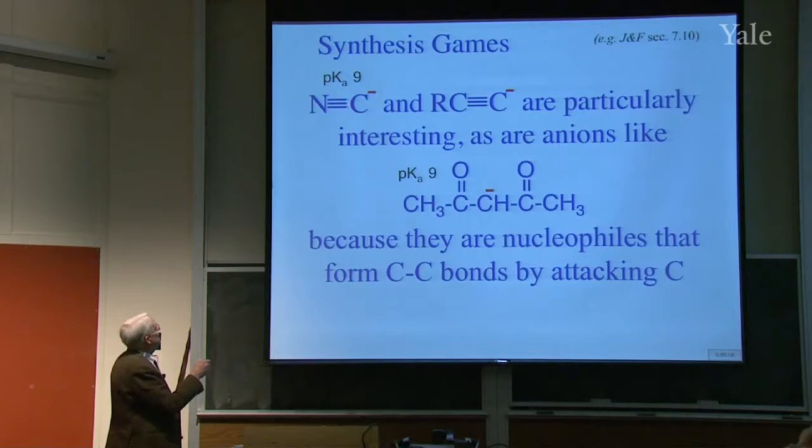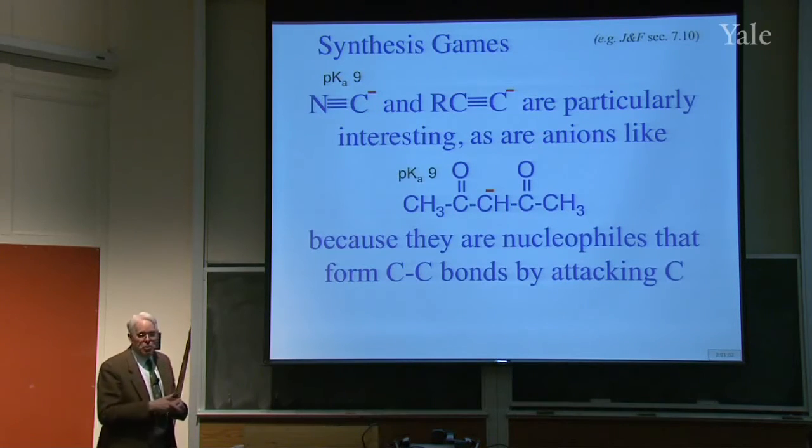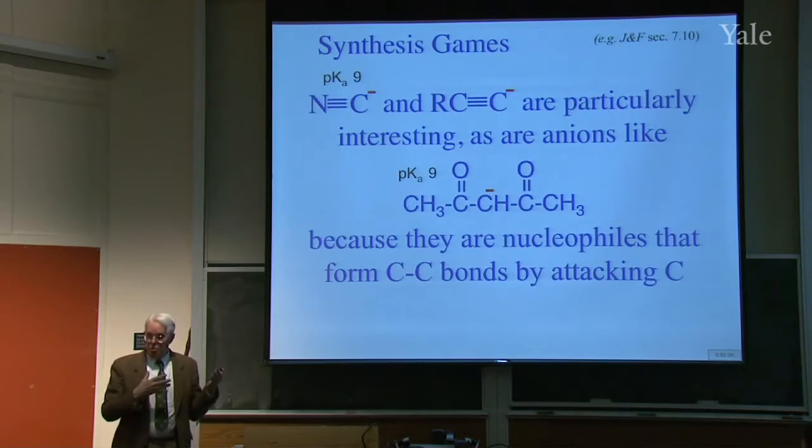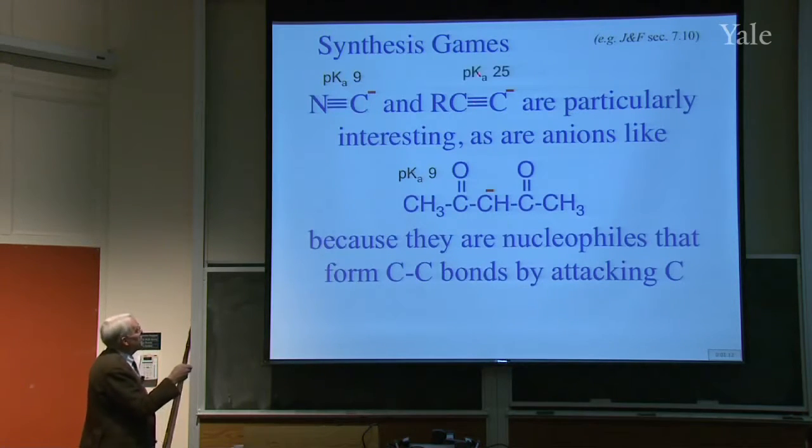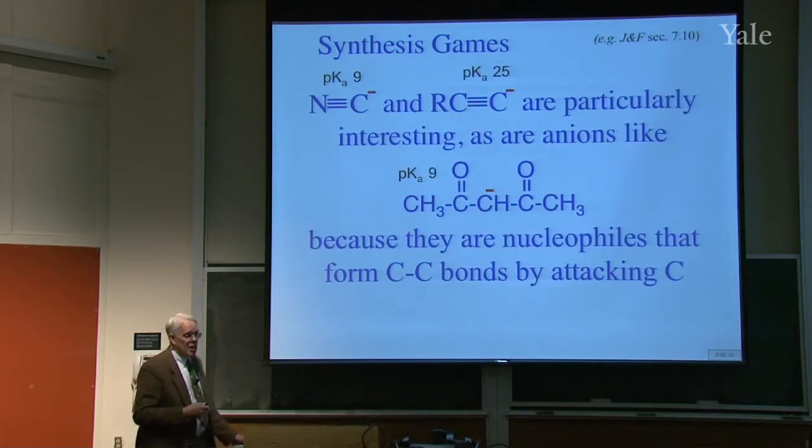Now notice that these two both have a pKa of 9. So the protonated forms have a pKa of 9. So you put them in with base and you get the anion and it does its trick, right? But acetylide is pKa of 25. So you can't use that in water. It would immediately take the proton away from water, right?